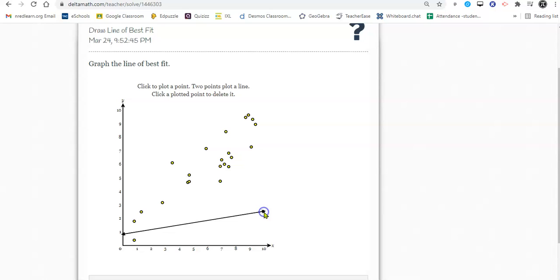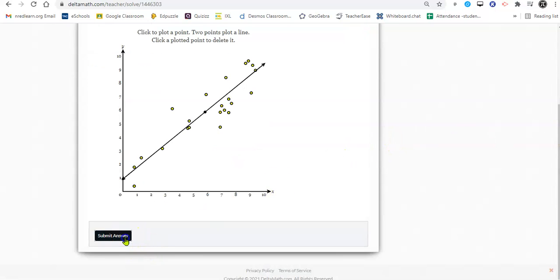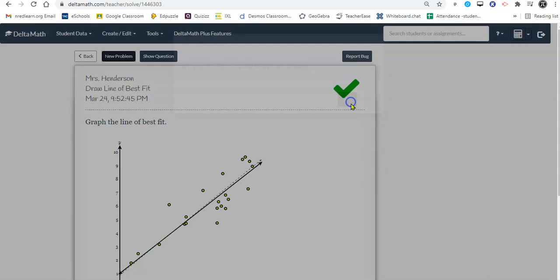Now, if I click this, then my line wouldn't be moving in the same direction as my points. So if I don't like my line, I can simply click one more time, click a third time. So I'm going to click down here, and I think that's pretty accurate. Some of the points are above the line, some of the points are below the line, some of the points are even on the line. I think that is a best fit line, a line of best fit. So let's submit it, and let's see what they say.